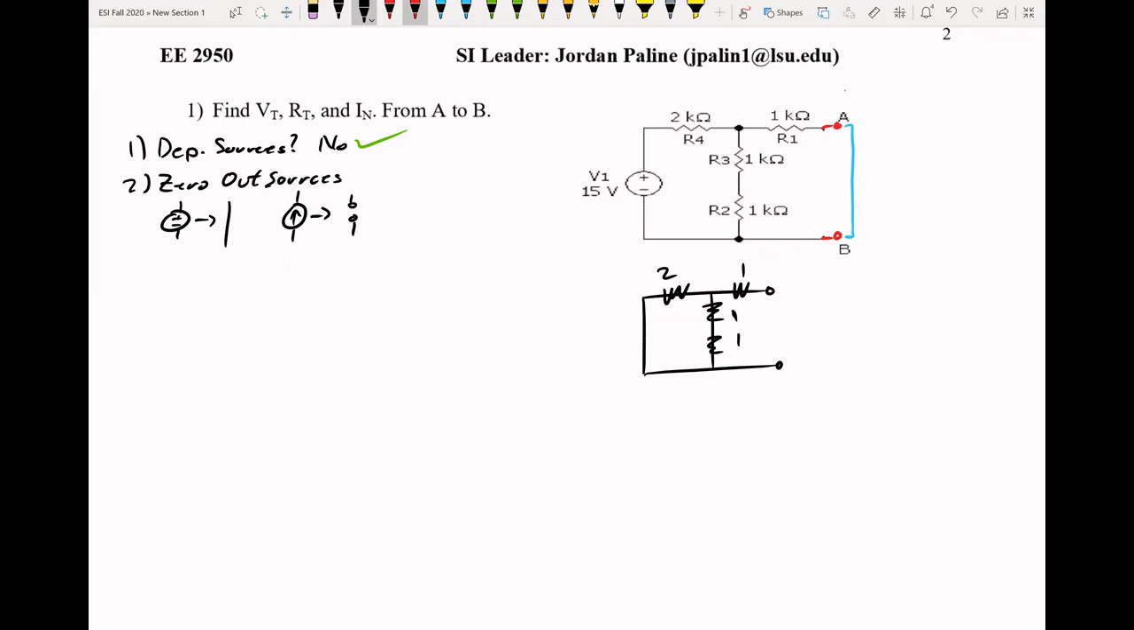Okay, so now that we've redrawn this, we're going to work that way to VOC. This is also VOC up here. But now that we've done this, now we will find our R Thev.